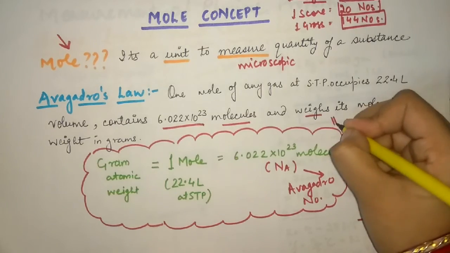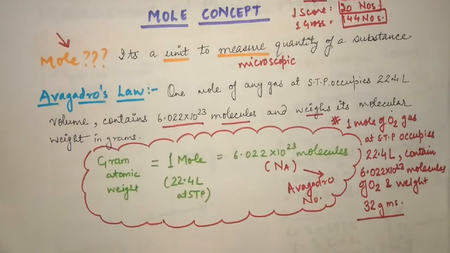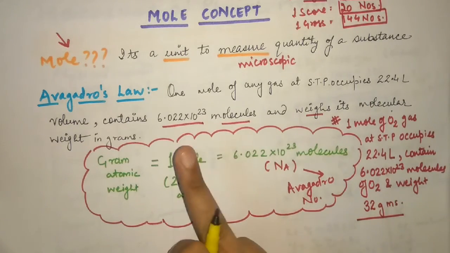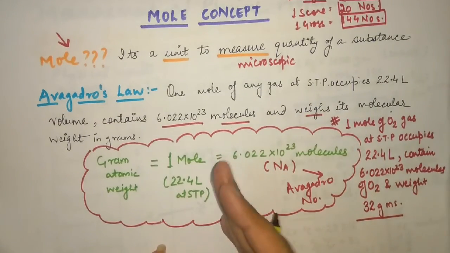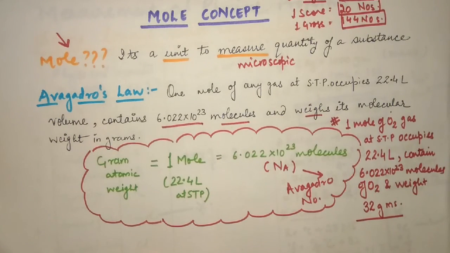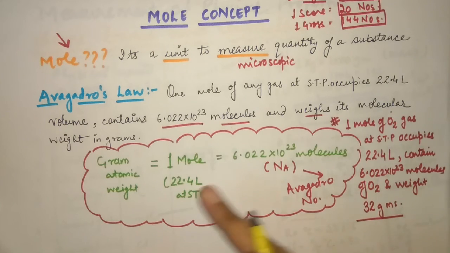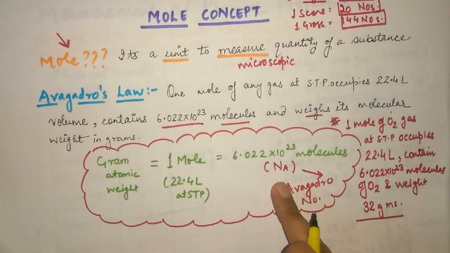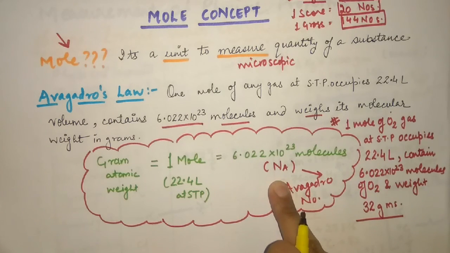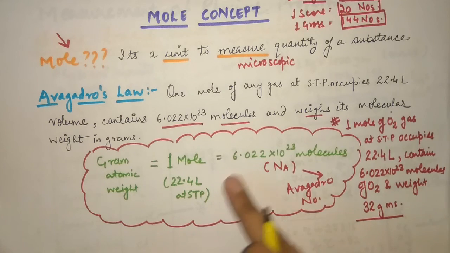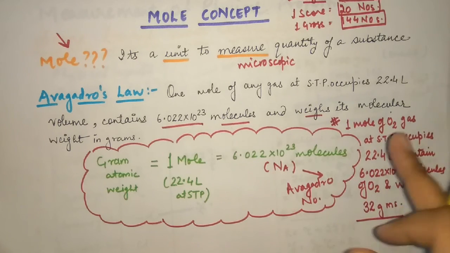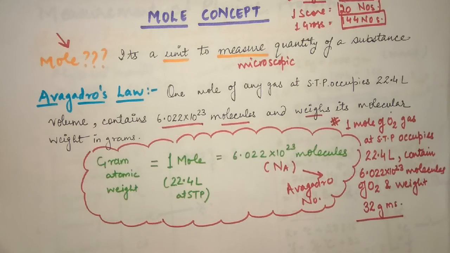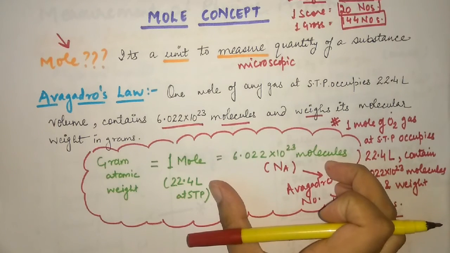Now look here again. Just like 1 dozen means 12, similarly, 1 mole needs to have a number, it needs to have a quantity. 1 mole is equal to Avogadro number. It is represented as Na or N0 sometimes, and the value of Na is this. This is a huge value, 6.022 into 10 to the 23. 10 to the 23 means after 1 there are 23 zeros. It is a huge quantity.